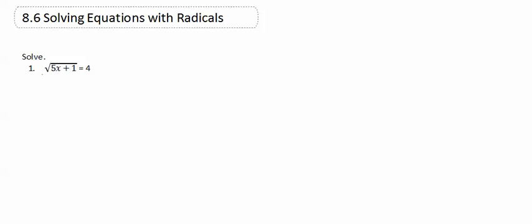So let's take a look at this one. Square root of 5x plus 1 equals 4. Again, this square root blocks the 5x plus 1, so I need to get rid of the square root before I can get to the 5x. And I do that by squaring, and I have to do it to both sides. Now, even though it's a binomial underneath, the square simply cancels out the square root. So I don't need to do any FOILing, it just cancels the radical. And I get my answer.